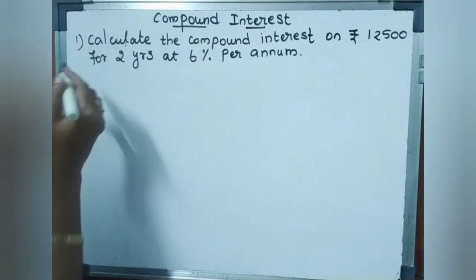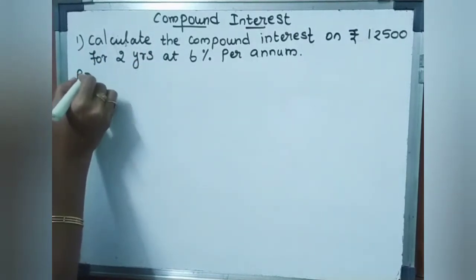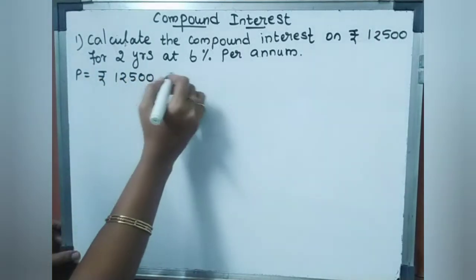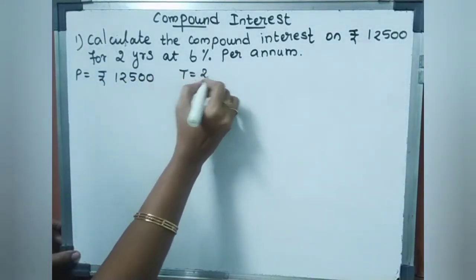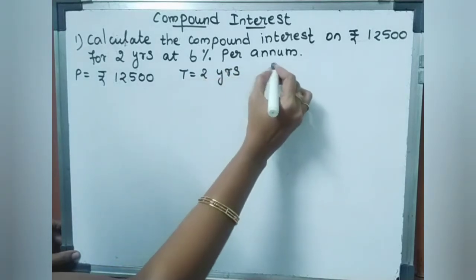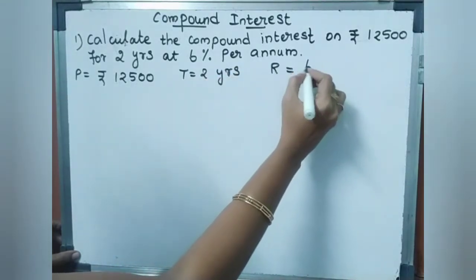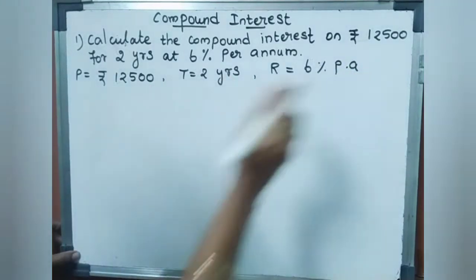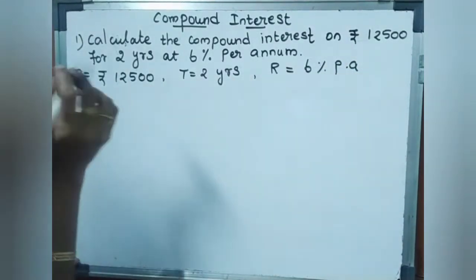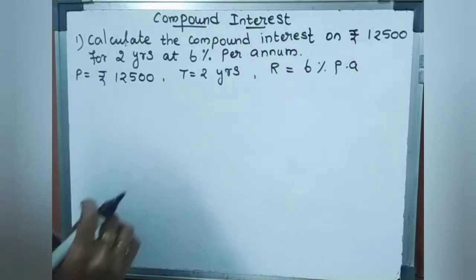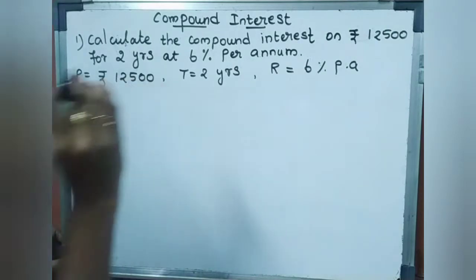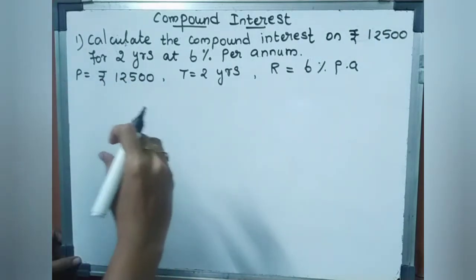Calculate the compound interest on. So the principal is equal to rupees 12,500 and time is 2 years. Rate is considered as R, 6 percent per annum, per year. So step number 1, I'm going to calculate what is the interest for the first year and the amount at the end of the first year. Each year the calculation should be done.